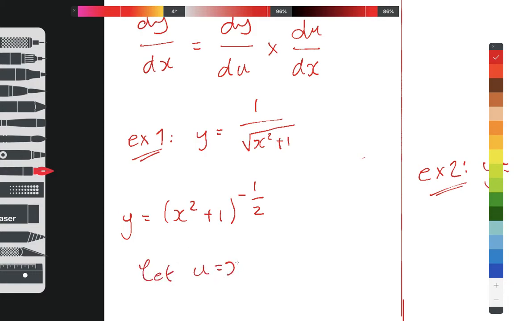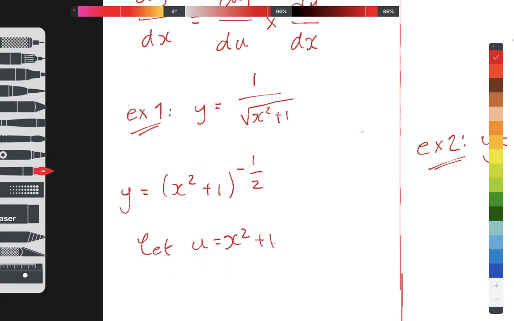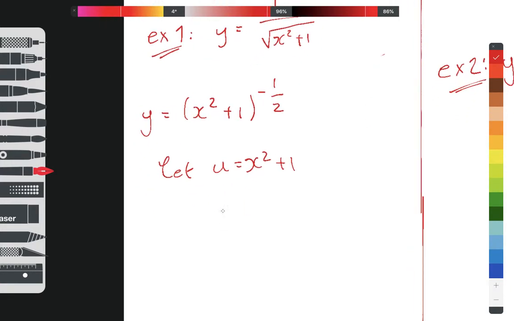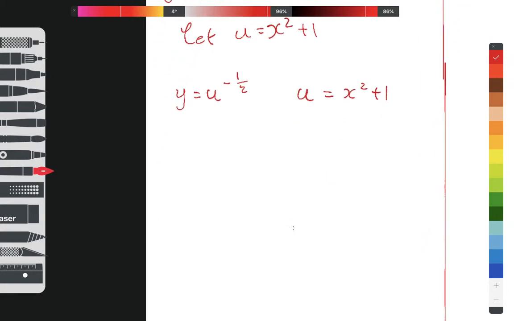let u equal x squared plus 1, okay? Now, once I've done this, I can rewrite the original function as u to the minus a half. And then obviously I've got u equals x squared plus 1. Now I know how to do the derivative of this. It's dy by du, and I just times by the power, take 1 off the power, so minus a half u to the minus 3 over 2. And I know how to do the derivative of u with respect to x, which is equal to 2x.